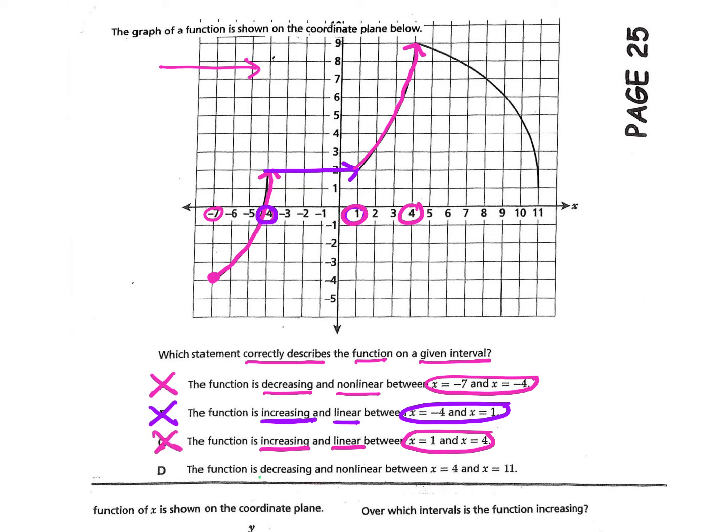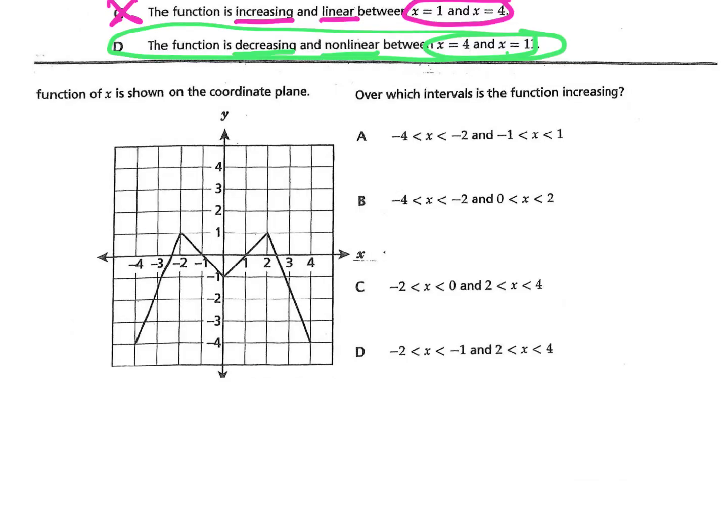Finally, letter D. Is it decreasing and nonlinear between 4 and 11? Here's 4 and here's 11. And remember, our eyes move left to right. So, moving left to right, it is curved or nonlinear and decreasing. This is the statement that is true. Now let's look at our final piece.